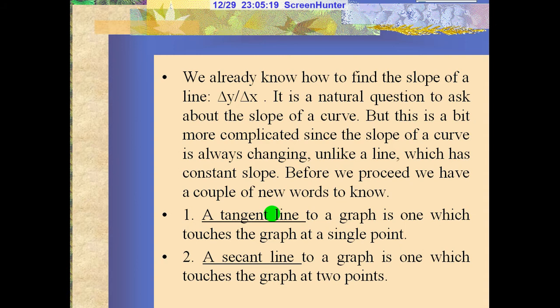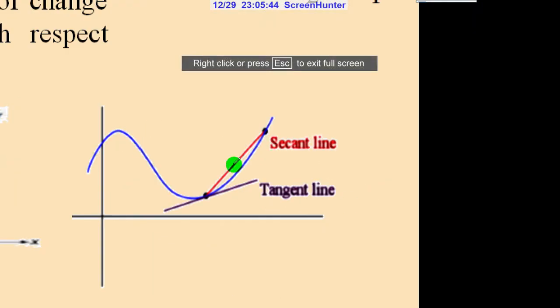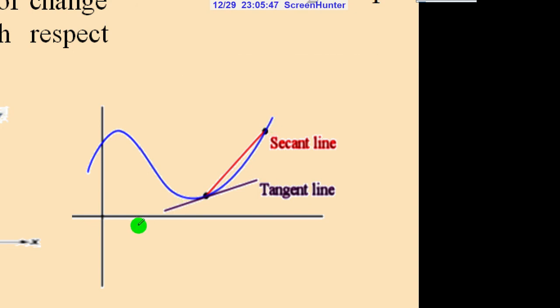Therefore, to proceed further, it is good to be aware of two concepts: the tangent line and the secant line. A tangent line to a graph is one which touches the graph at a single point, whereas a secant line to a graph is one which touches the graph at 2 points. You can see in this graph, panel B, these are the two lines. The red one shows the secant line, and the blue one is the tangent line. The secant line touches the curve at 2 points, say point A and point B, whereas the tangent line touches the curve at a single point, A.